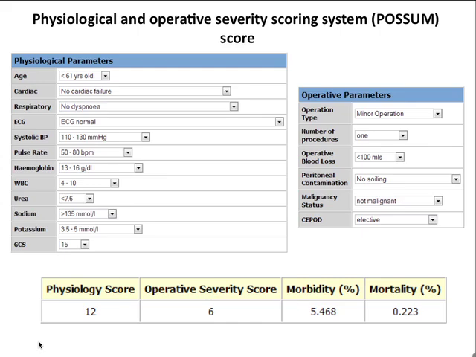So what's the POSSUM score? Physiological and operative severity score. The idea behind it is that it gives you a 30-day predicted outcome after surgery. It's based on 12 physiological parameters and 6 operative parameters, and you can see the result that you get at the bottom. So you get a physiological score for the patient, you have an operative severity score, and then you have a predicted morbidity and mortality. Now, it's quite useful in terms of comparing outcomes between departments or surgeons because it takes into account the case mix. It does provide some objectivity, but it over-predicts in low-risk patients and also in older patients, so that can be a problem.